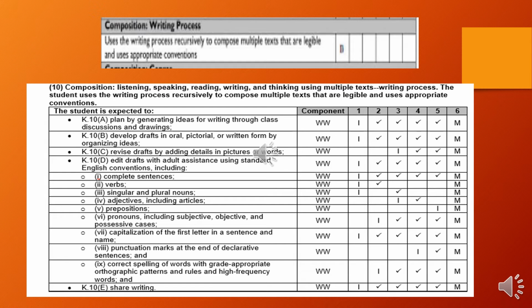So notice that this is K.10. That is the TEK that we are looking at. That's the knowledge and skills that we're looking at. And notice that the statement is the same statement, but right underneath it lists the student expectations. So if you notice, there's a K.10a, B, C, all the way down to E. Notice that K.10d actually has multiple sub-skills that are listed right there.